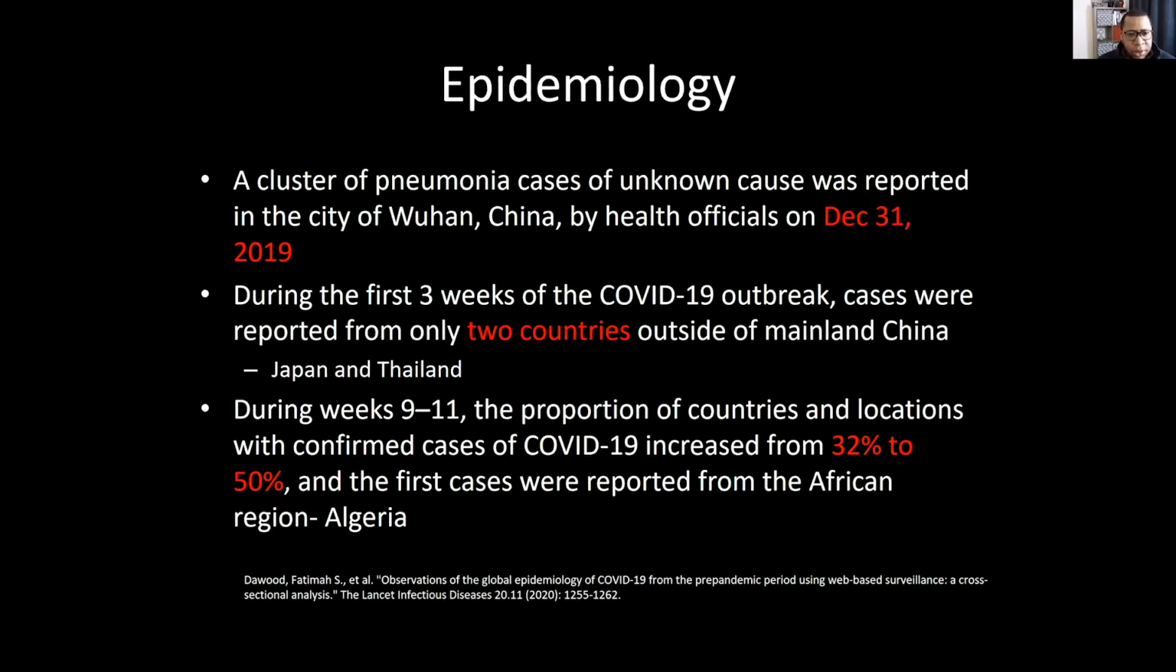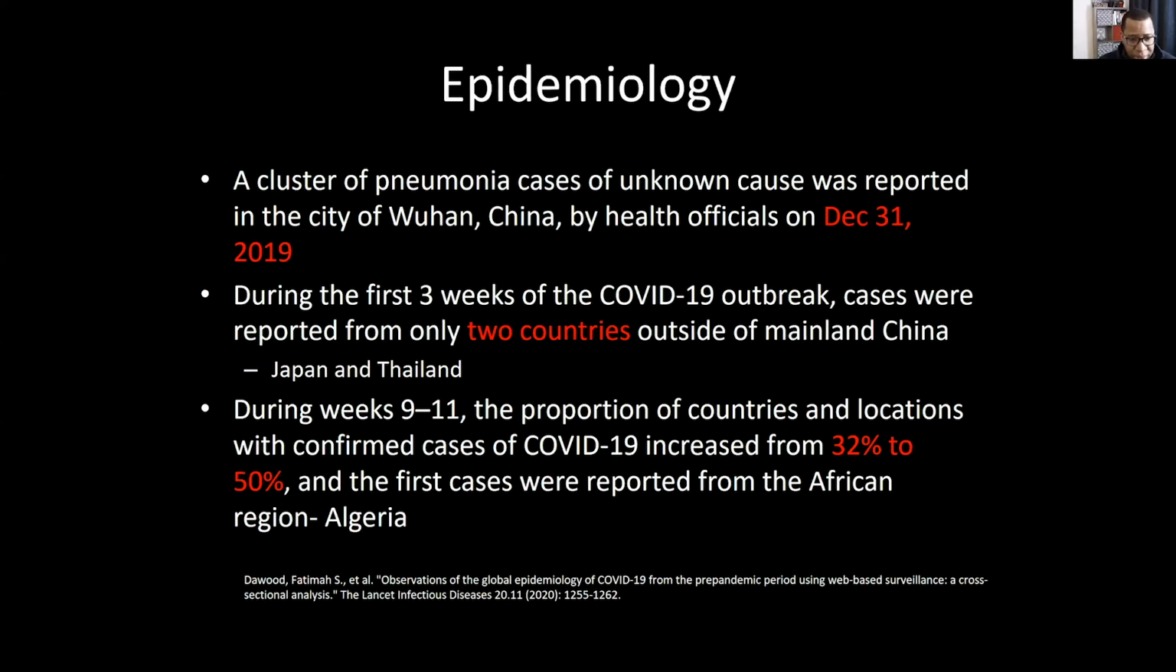So just a little background epi as to how everything unfolded. A cluster of pneumonia cases of unknown cause was reported in the city of Wuhan, China by health officials on December 31st, 2019. And during the first 3 weeks of the outbreak, cases were reported from only 2 countries outside of mainland China.